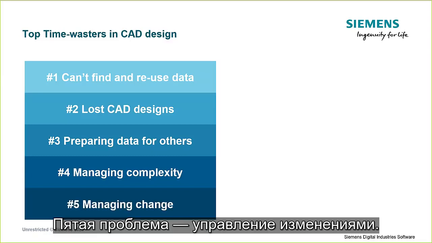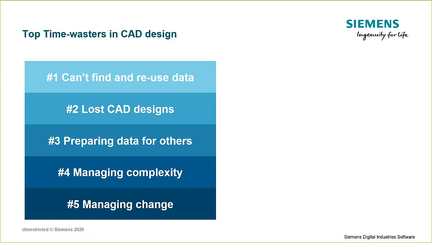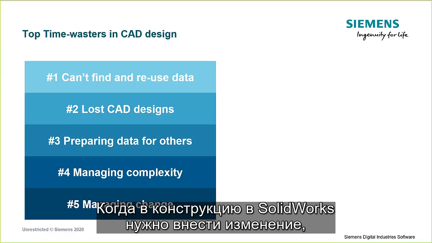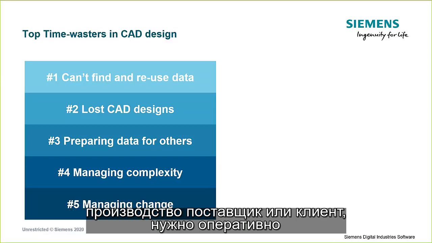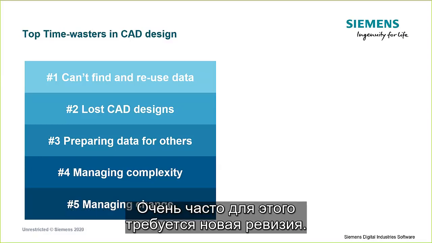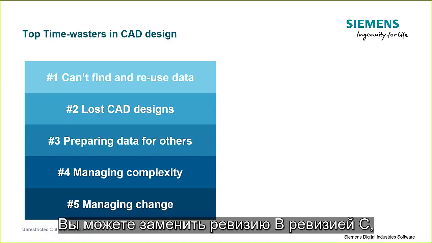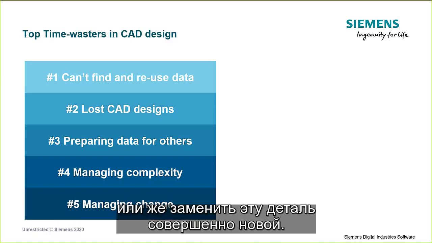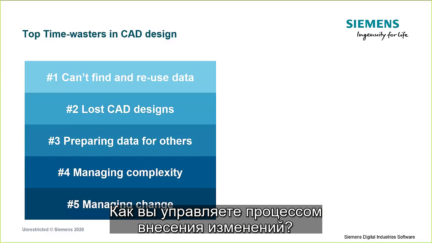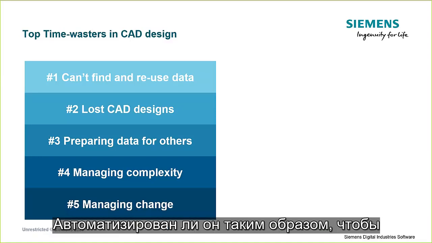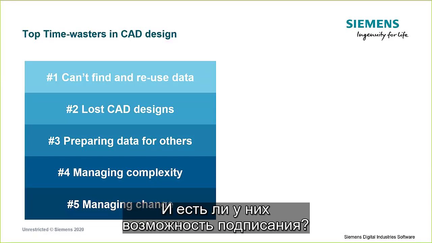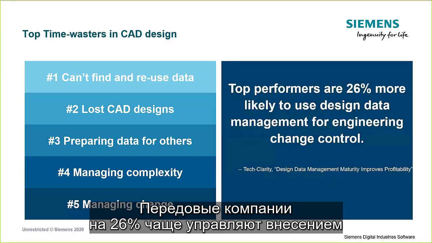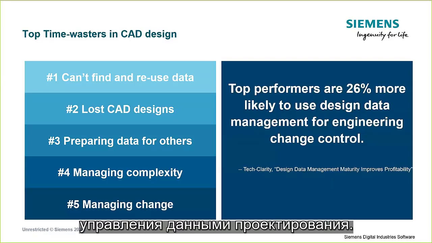And then the fifth one, managing change. Whenever your SolidWorks design changes, whether it's an issue that came from engineering or manufacturing or a supplier or a customer, you've got to respond to that. A lot of times it's with a new revision, so we'll go from Rev B to Rev C, or maybe even replace this part with a brand new part. How are you managing that process of change? Is it automated to include everyone that has visibility into it, so that they can sign off on the change? Once again, top performers are 26% more likely to use design data management for engineering change control.